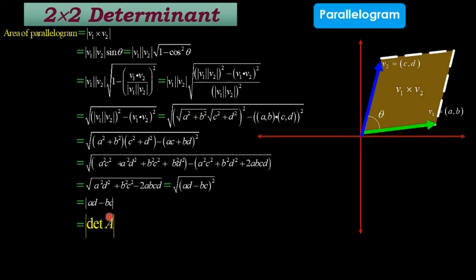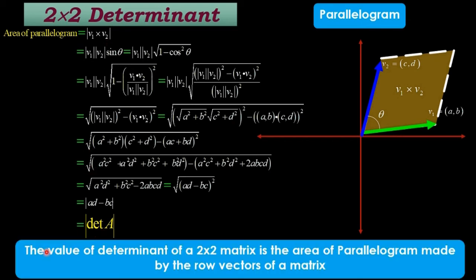But it is nothing but the modulus of the determinant of A. So the area of the parallelogram made by the vectors V1 and V2 is equal to the modulus of the determinant of A. So therefore the value of the determinant of a 2 cross 2 matrix is the area of the parallelogram made by the row vectors of matrix A.